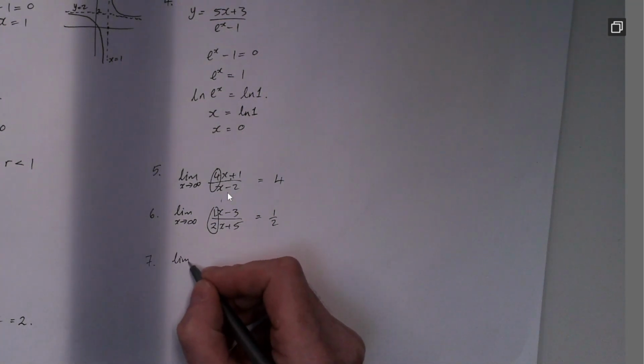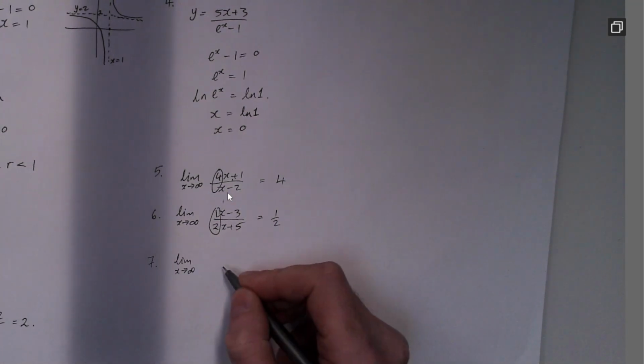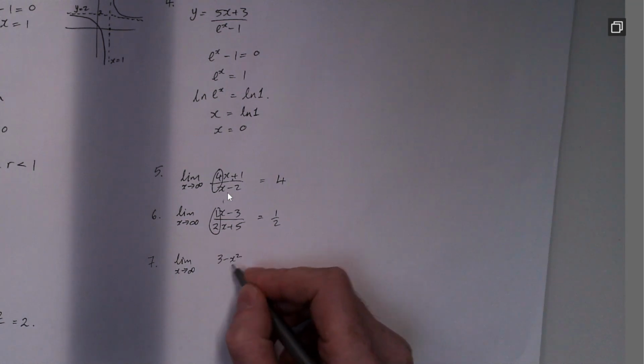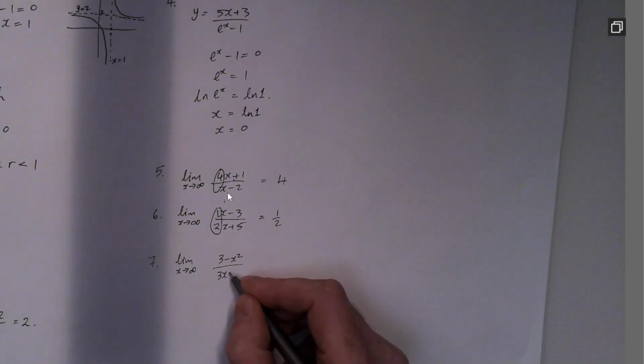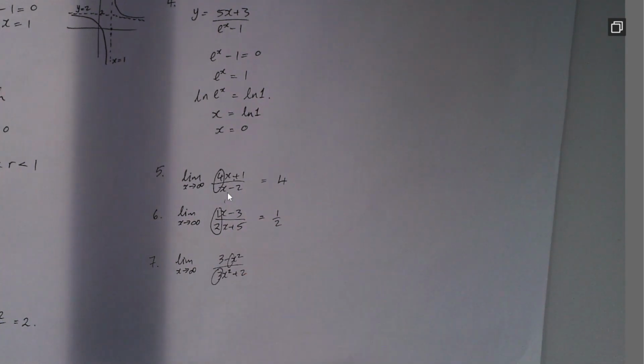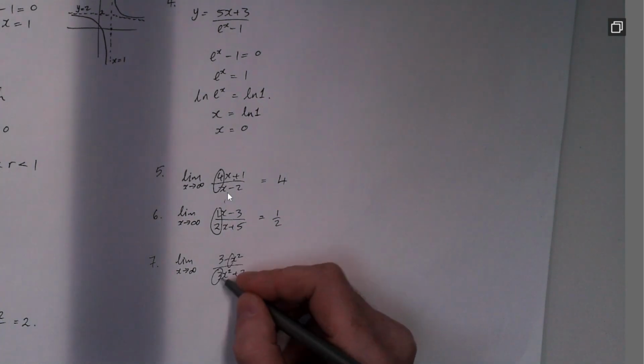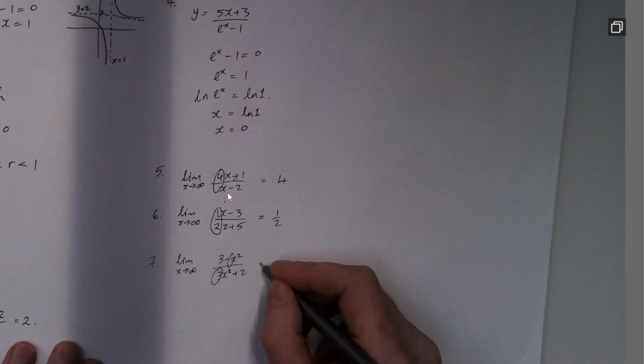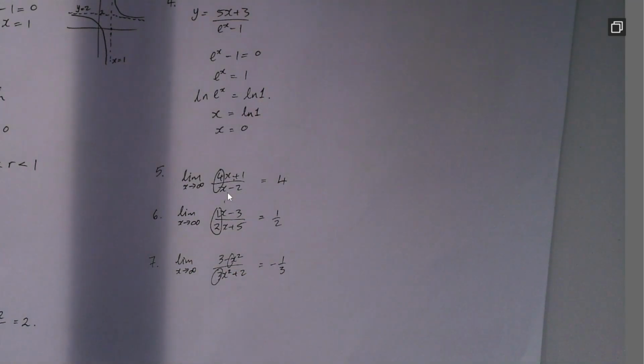So the limit as x goes to infinity of 3 minus x squared over 3x squared plus something. The x squared terms dominate, so it's minus 1 over 3. So your limit is minus a third. That gives the horizontal asymptote y equals minus a third, a dotted line parallel to the x axis.